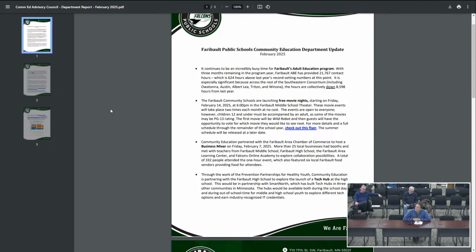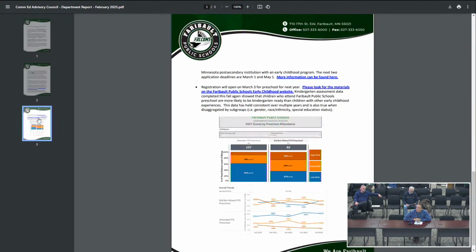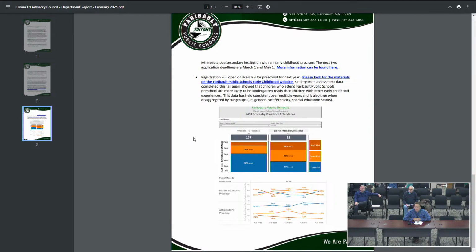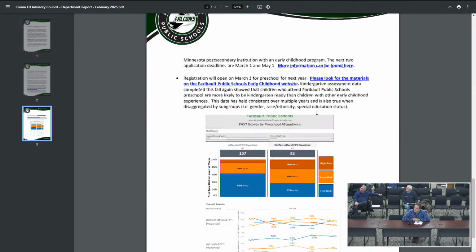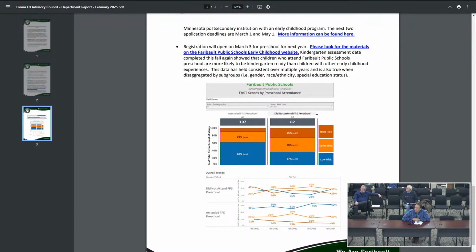And then second, I just wanted to draw people's attention to the end of the report. We again received the kindergarten readiness analysis results for kids who attended Faribault Public Schools preschool. What we found again for about, I believe, the fifth year in a row is that students attending Faribault Public Schools preschool are significantly more likely to be ready for kindergarten than students who have other early childhood experiences. What's really exciting about this is that it holds true when we disaggregate based on the student's home language or special education status or socioeconomic status. And so the results consistently year over year, I think, speak to the strength of the early childhood program that Olivia Sage and the amazing team in early childhood have been able to build.